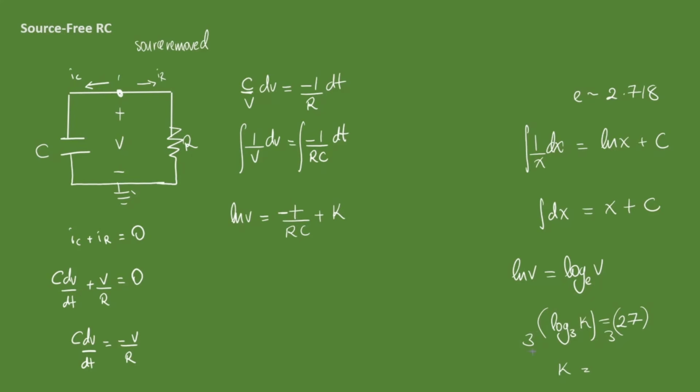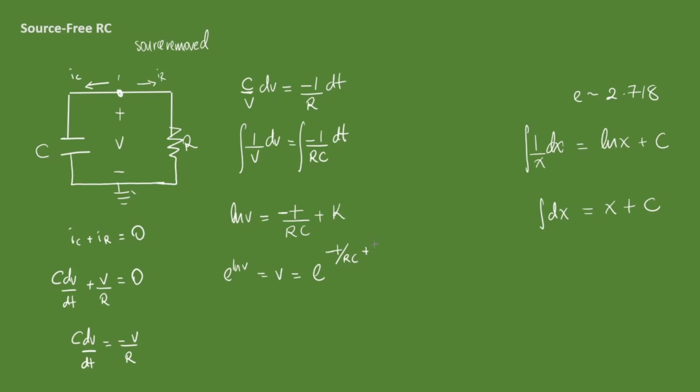So if we want to isolate V, since the purpose of this is to solve for voltage, we'll make both sides exponents of E. So E to the ln V is going to equal V, and that's going to be E to the minus T over RC plus K.